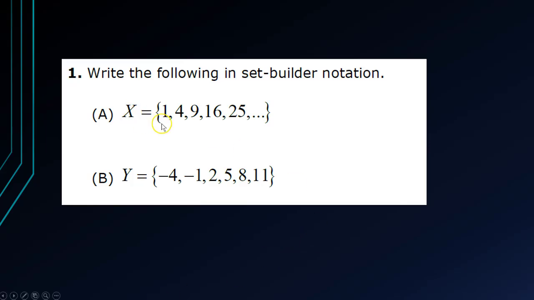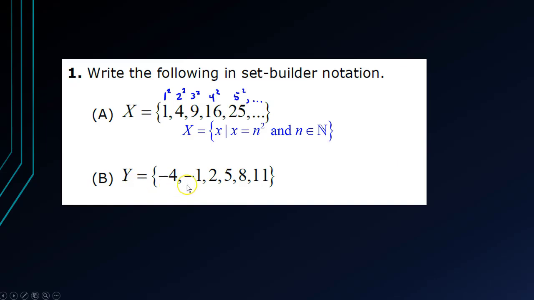So for instance, in this one here, 1, 4, 9, 16, 25. Now this may take some people a little bit of time to recognize, but these are the perfect squares for 1, 2, 3, 4, 5. So it's 1 squared, 2 squared, and it keeps going on in that kind of pattern. So basically, if I want to state this in set builder notation, I would say x equals elements of x such that x equals n squared, where n is a natural number. So that's one way of stating what this is.